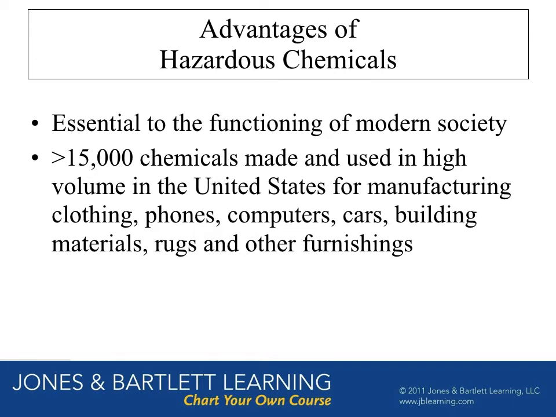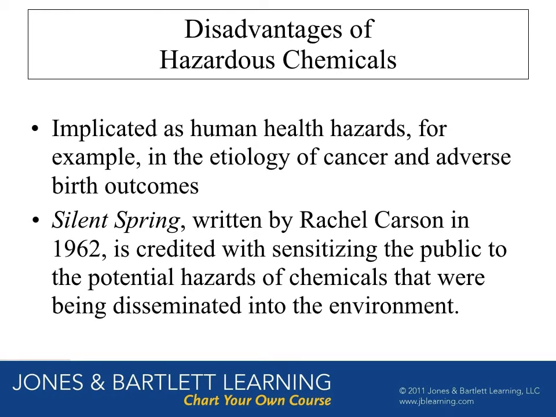As of 2010, there were over 15,000 chemicals made and used in high volume, and when we talk about high volume, we're talking about millions of pounds of these chemicals used in the United States for manufacturing clothing, computers, cars, phones, building materials, rugs, etc., and also the use of pesticides for agriculture and prevention of disease.